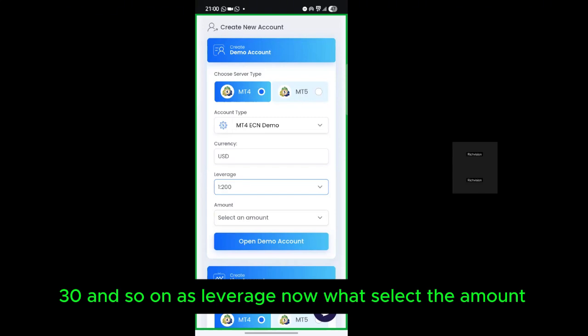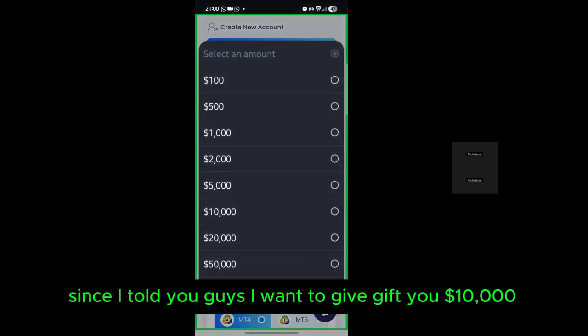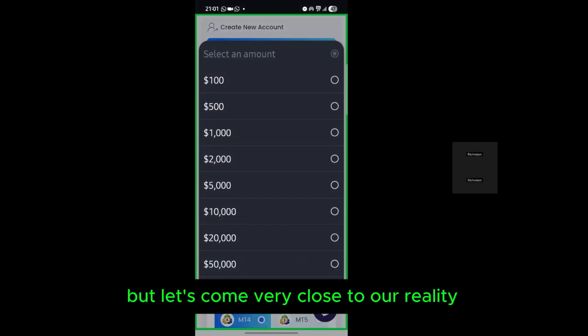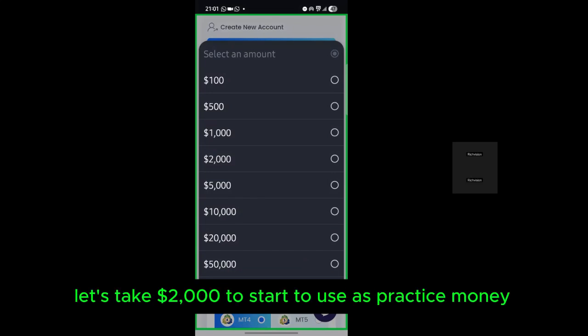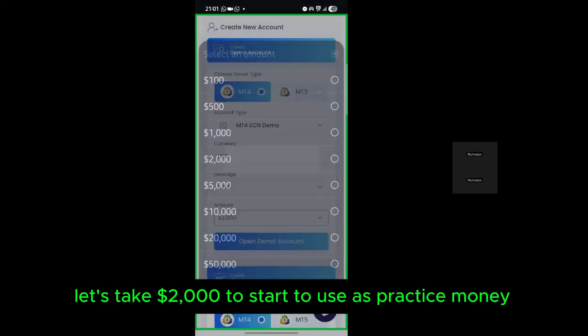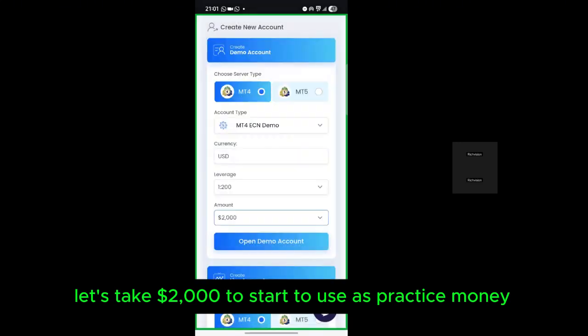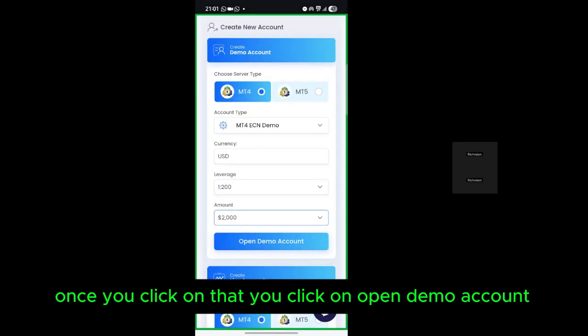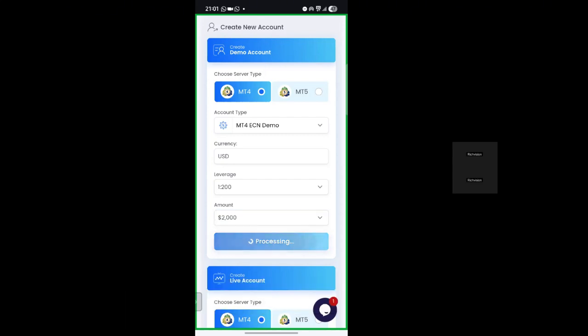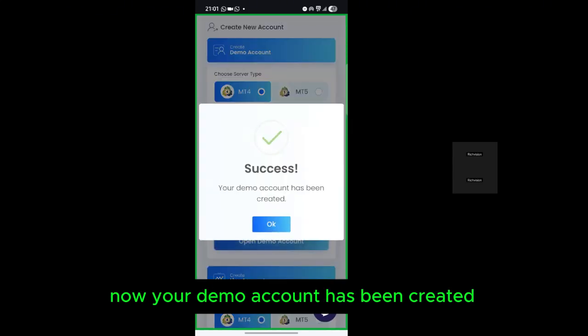Now, select the amount. Since I told you I want to give you $10,000, but let's come very close to our reality. Our reality is, maybe when you want to start, you start with about $2,000. Let's take $2,000 to use as practice money. Once you click on that, you click on open demo account. Now your demo account has been created.